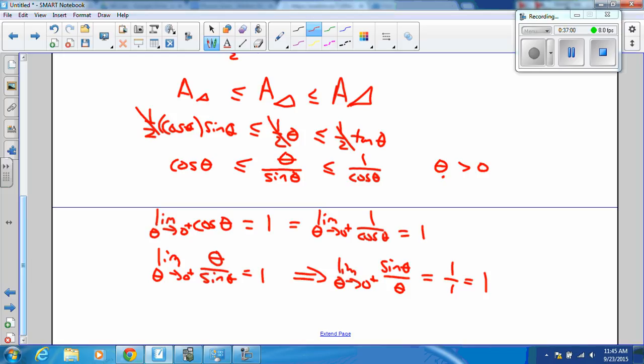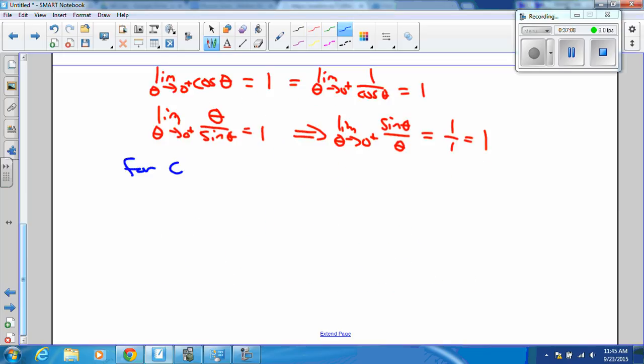What about from the left? Well, I could set all this up and do it all again from the left, but I'm not going to. Instead, as I go from the left, I'm going to appeal to the fact that sine is an odd function, and I'm going to pull off a substitution. I'm going to let w equal the opposite of theta.